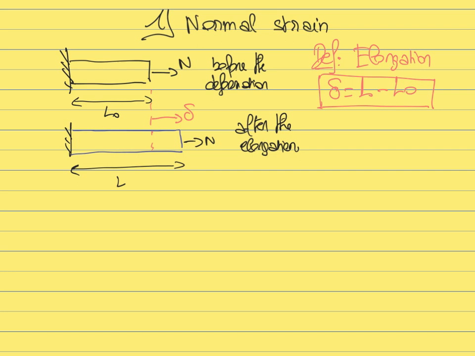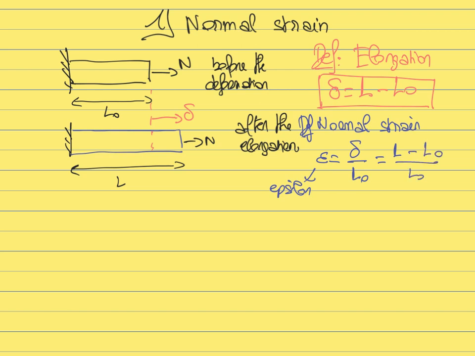So if we want to find a way to characterize the deformation and to quantify this deformation in a way that does not depend on the initial length of the beam, then we are going to define the normal strain. And the normal strain, again, this is a definition here. The normal strain is going to be, so we are going to write it epsilon. So this is epsilon. And we are going to define this as either the elongation divided by the initial length, or, which is the same, the new length minus the old length divided by the initial length.